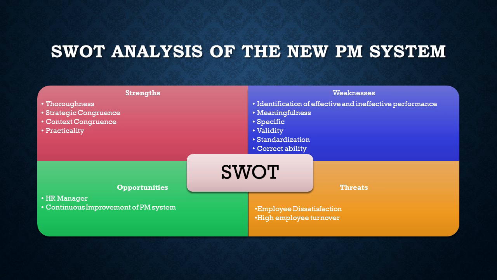The SWOT analysis represents the strengths, weaknesses, opportunities, and threats. Here we list the SWOT analysis for the new performance management system. For strengths, we listed thoroughness, strategic congruence, context congruence, and practicality. For weaknesses, identification of effective and ineffective performance, meaningfulness, specific, validity, standardization, and correctability.